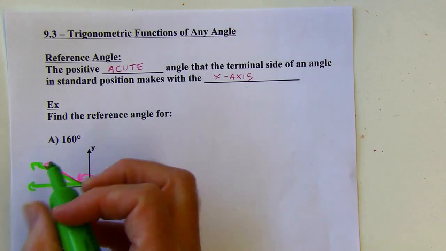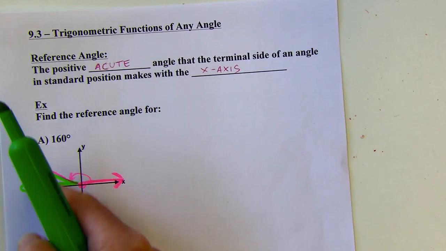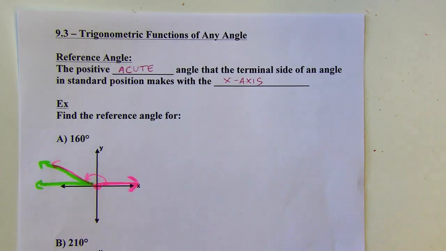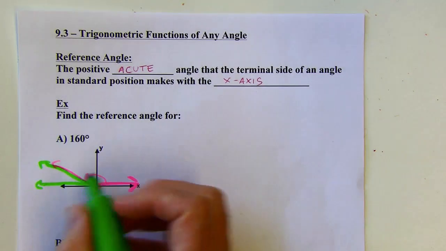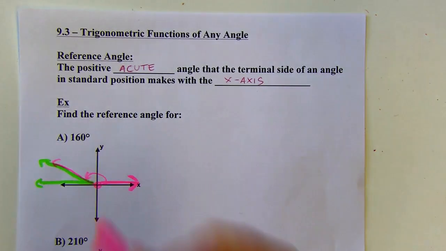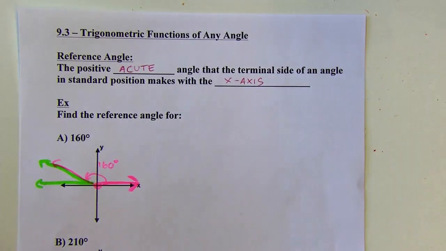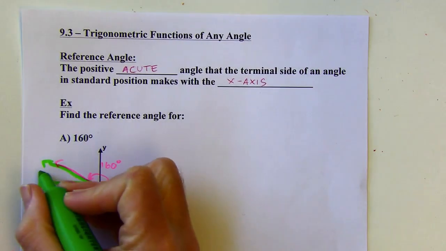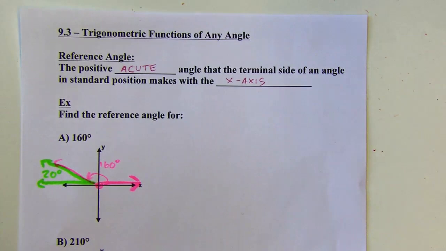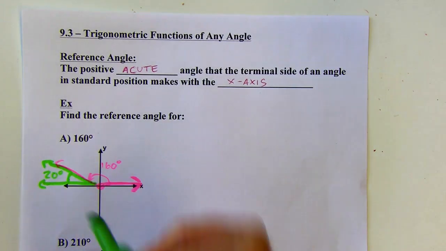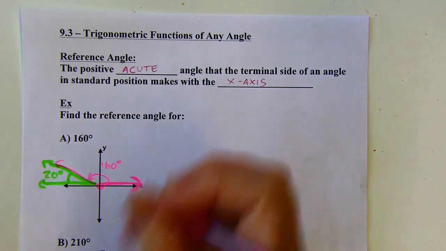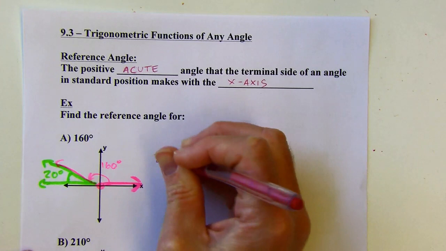Okay. And since this is a total of 180 degrees, the pink and the green angles together, and I've got 160 spoken for up here, that means I've got another 20 degrees to go to get to the x-axis. And that means this is my reference angle. My reference angle for 160 degrees is 20 degrees.